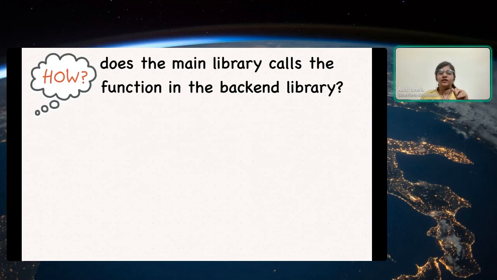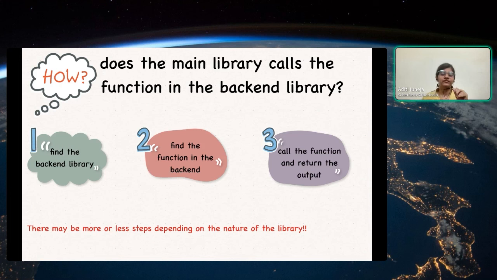Now let's come to how that is happening, like the main library calling the backend library. There are three main steps to it. First you find that backend library based on the limited information that the user has given, and then you try to find that function in the backend, and then you just call it and return the output.